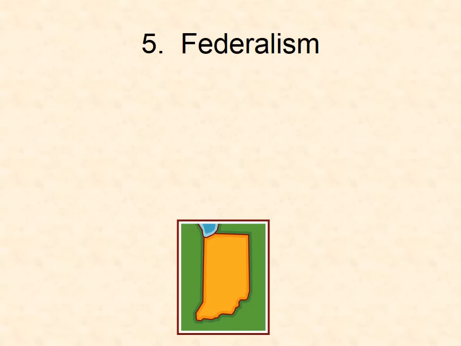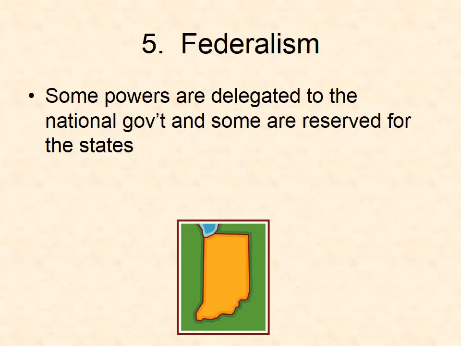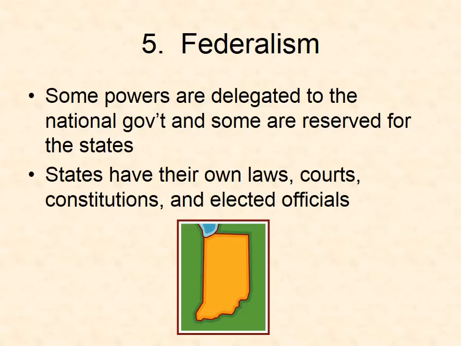So federalism we talked a little bit about already, but basically the idea is that some powers are going to be for the federal government and some powers are going to be reserved for the states, and then some powers are actually going to be what we call concurrent, so they're going to be for both the federal and the state governments. So the states can still have their own laws, their own courts, their own constitutions, their own elected officials, but again, the top dog is still going to be the federal government.